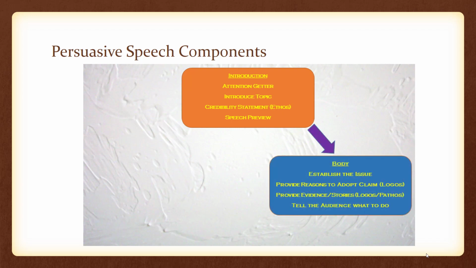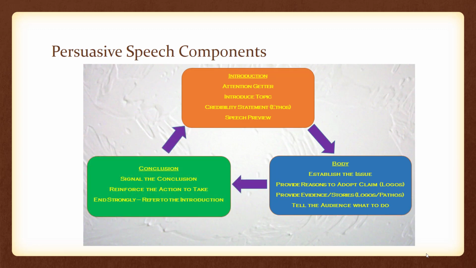In the body of the speech, you will want to establish the issue, provide the reasons and evidence, which is the logical or logos in the speech, and then you will want to tell the audience what you want them to do. Could be donate to an organization or volunteer. Be very detailed about the action you want from the audience. They will not be able to comply if they don't understand or know exactly where to go or what to do.